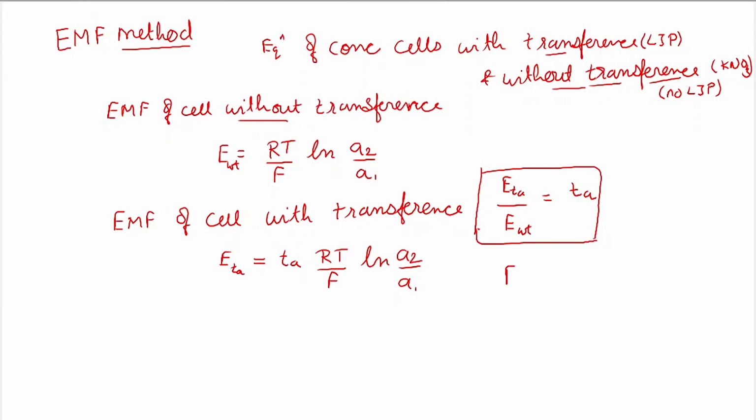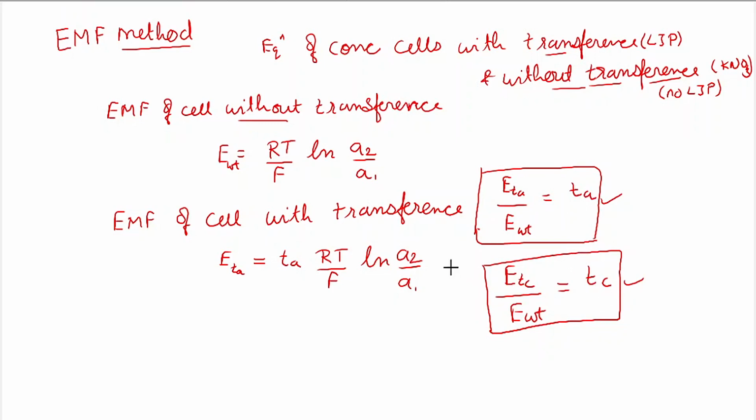Similarly, we can take E_TC upon the EMF of the cell without transference, which is equal to TC. So we can very easily determine the transport number of our cation as well. In this easy manner we can determine the transport numbers of the anion as well as the cation respectively.